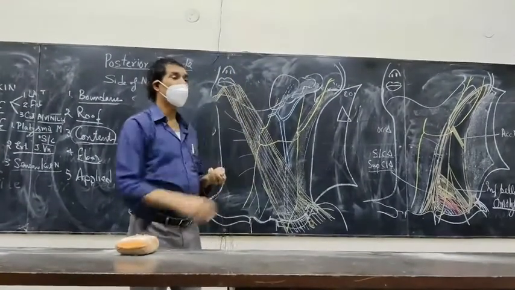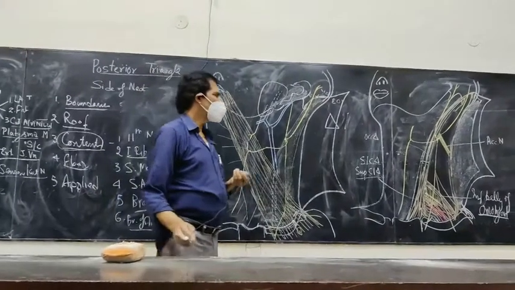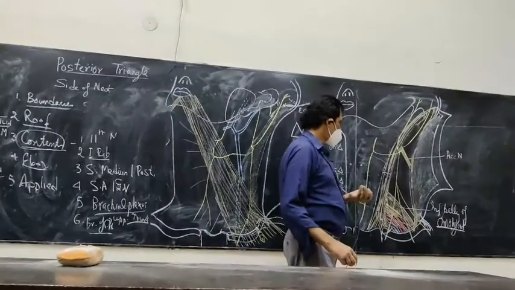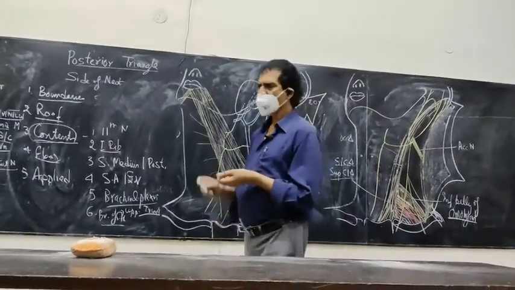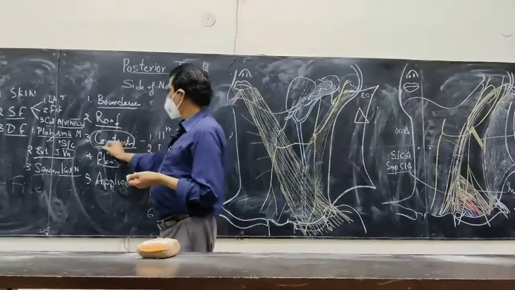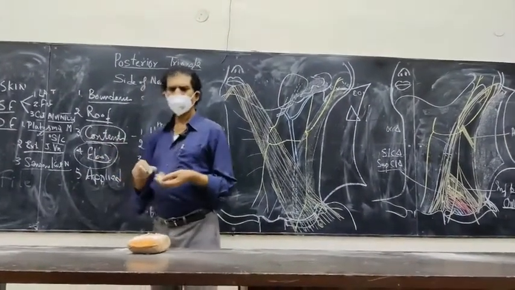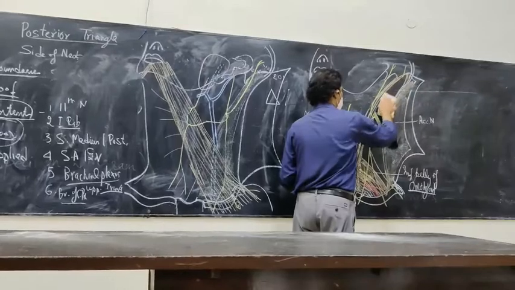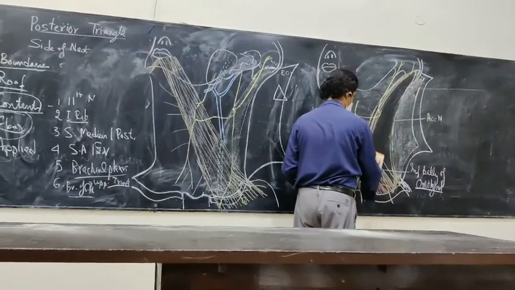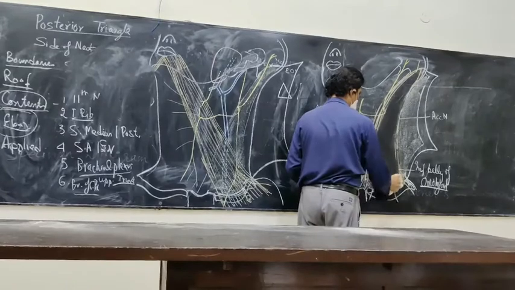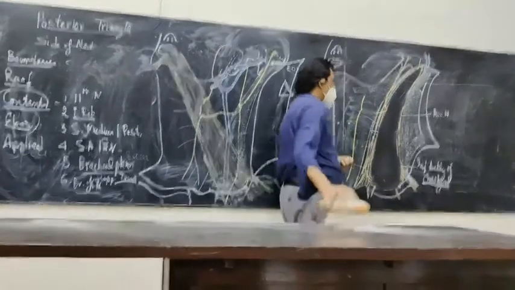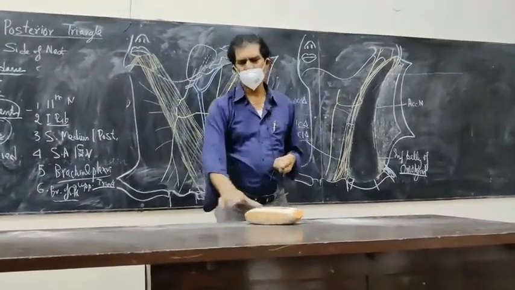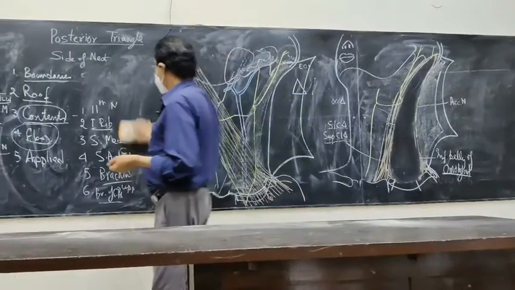So this is how we see all the contents of the posterior triangle. Now when we remove it, because we want to see now the floor, when we see all structures and remove it, now we see the floor of the posterior triangle, and this floor is again formed by the various muscles.